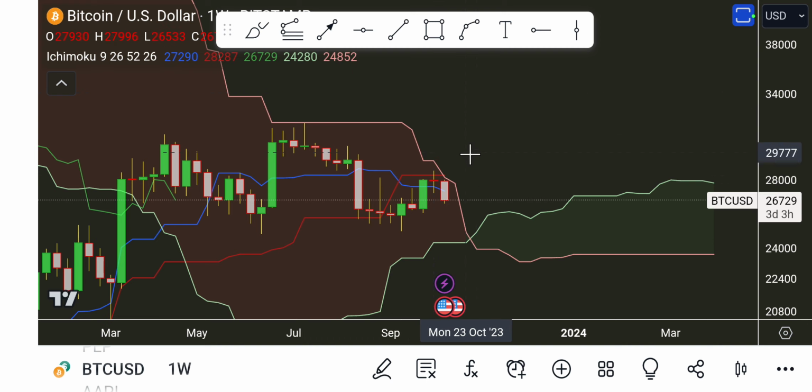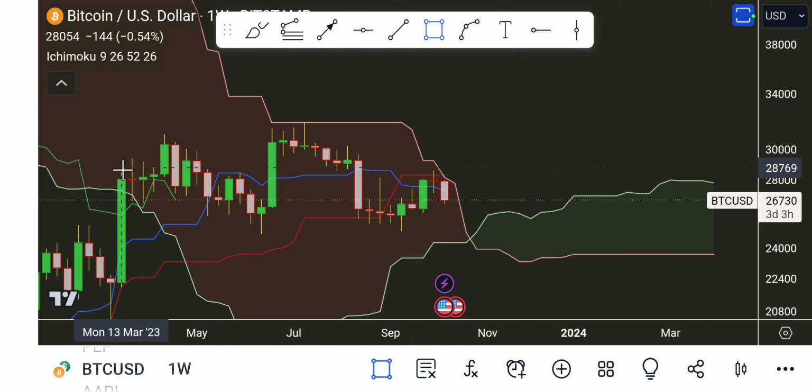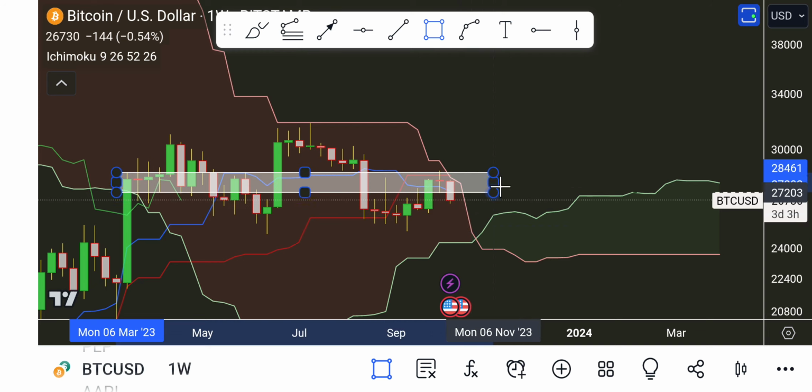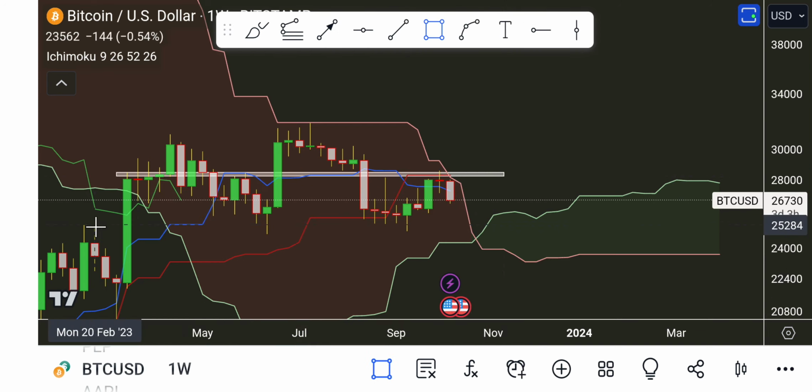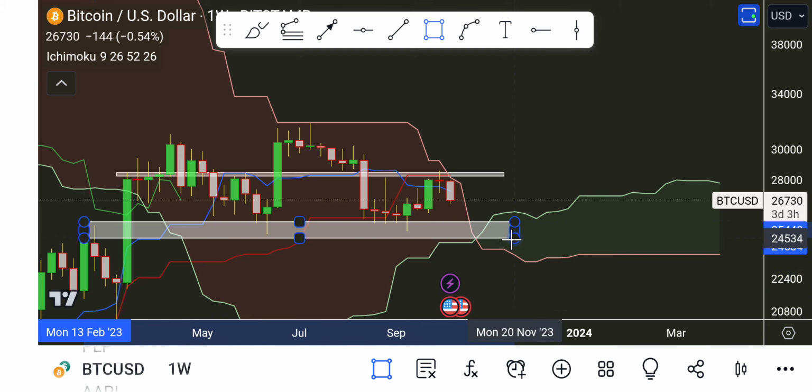And at the same time, we are still gradually seeing some form of consolidation within this range, within this range here. So we can just say within this range here, and this low range here, which is very, very important.